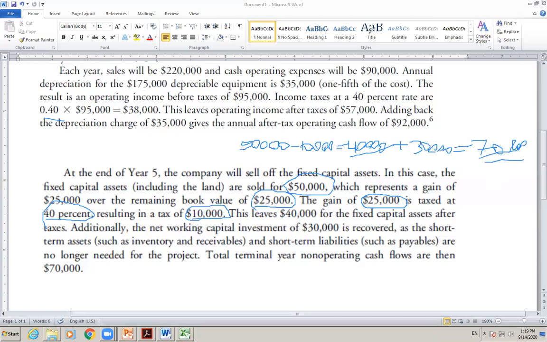So the general idea about the terminal non-operating cash flow: anything you sell, if there is a gain, you have to tax it. So that tax amount should be deducted, plus any additional net working capital, if there is any, you add it back. This will give you the terminal non-operating cash flow. The cash flow from non-operations is the cash flow that does not come from the operations of the business. It comes just from the sale of certain equipment or a certain part of the project.